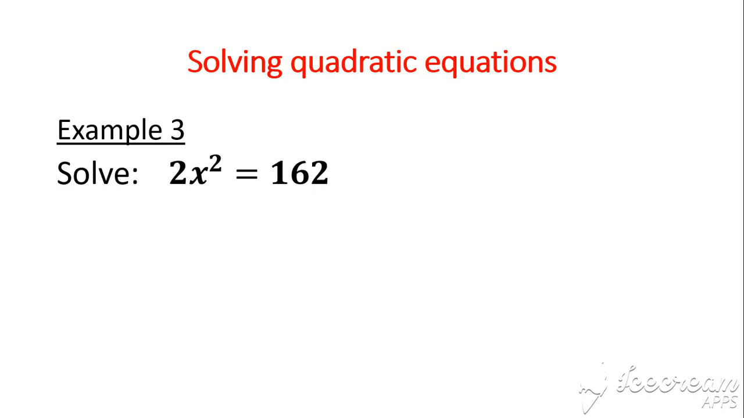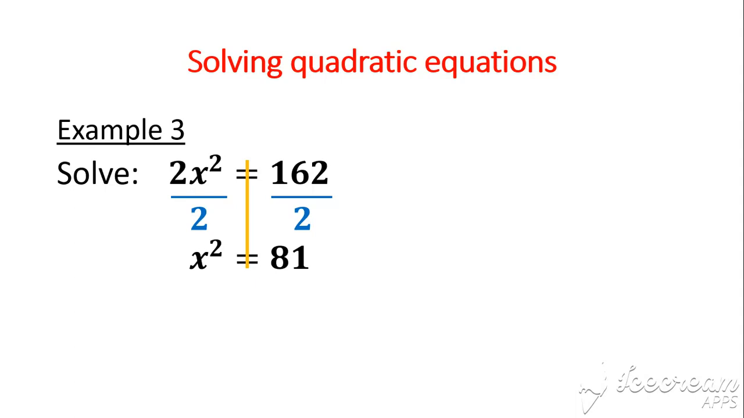Right, example 3, our last example. Let's solve 2 times x squared is equal to 162. Well, again, we need to do a little bit of algebra first before we find our solutions. So we're going to divide both sides by 2 to get rid of the coefficient of 2 out the front. So on the left-hand side, the 2's will cancel, leaving the x squared. And on the right-hand side, 162 divided by 2 leaves us with 81. So now we're down to x squared is equal to 81.